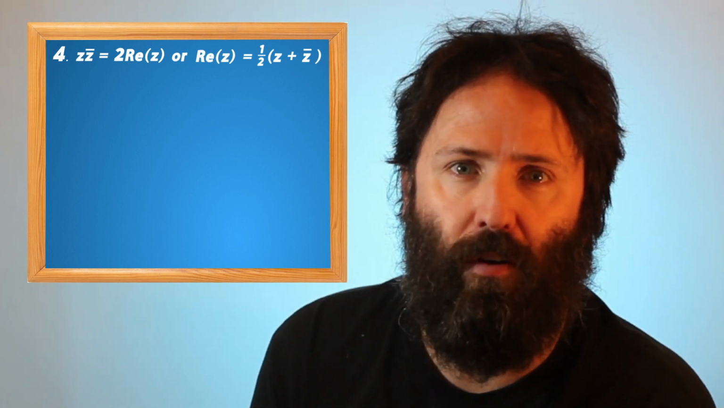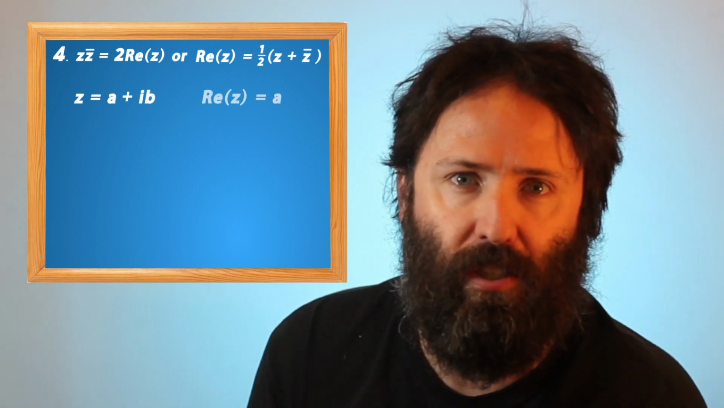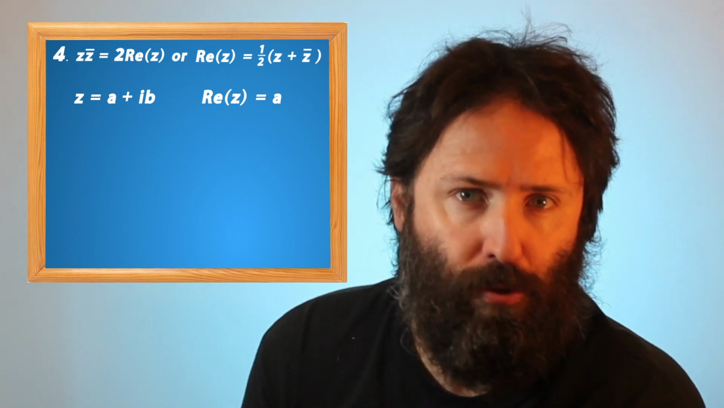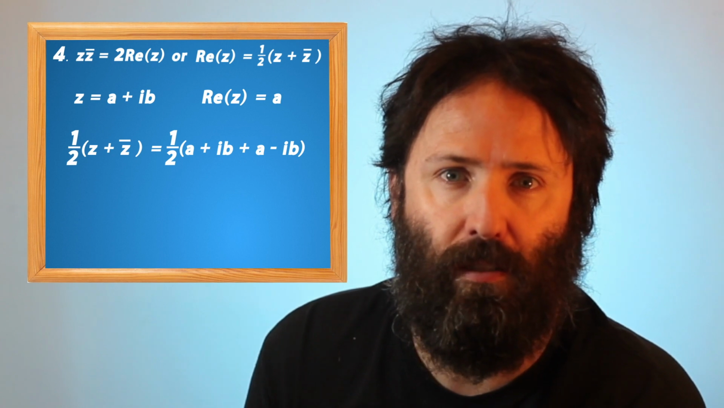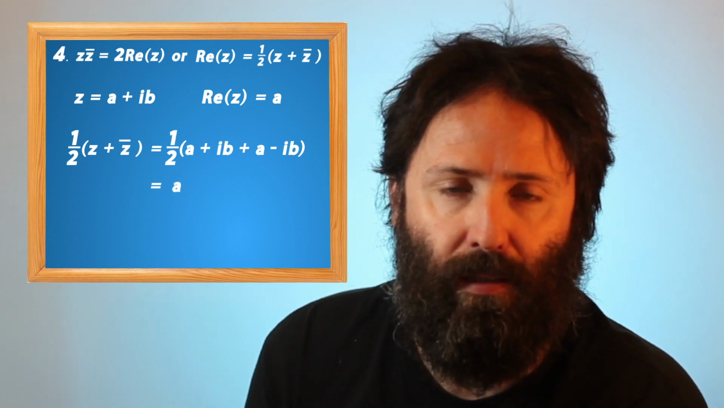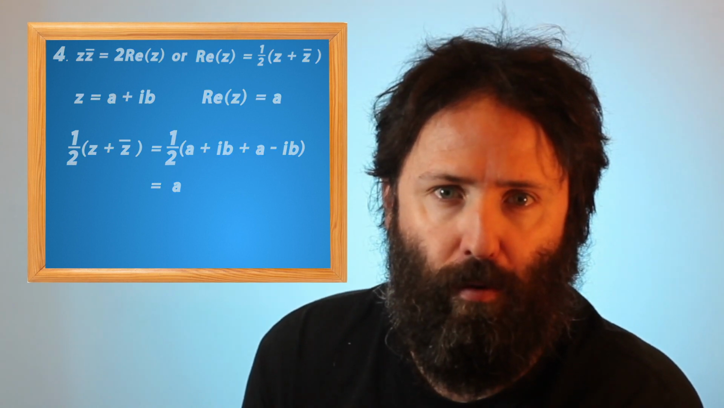Okay, so again, we're going to define Z is equal to A plus iB, and that means the real part of Z is just equal to A. Well, what is 1/2 of Z plus Z bar? Should be appearing on the screen now. And if we keep simplifying through, collecting like terms, then that whole thing just collapses down to A, which we've already said is the real part of Z. So there's the proof for 4.